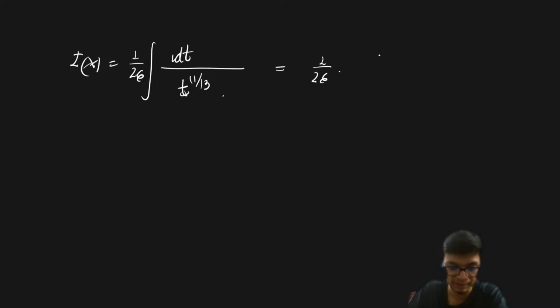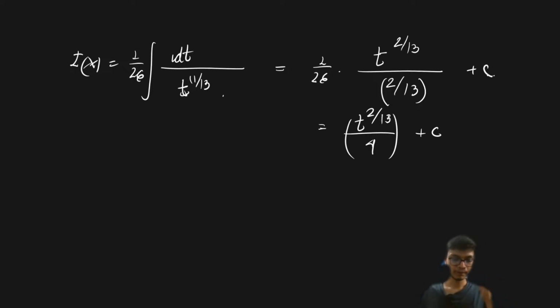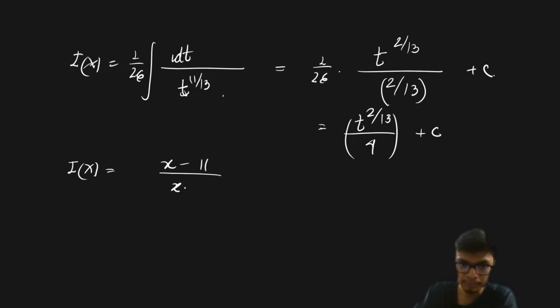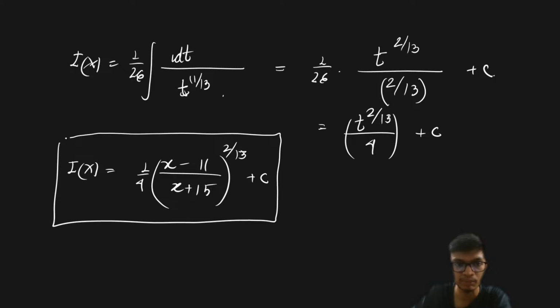The solution will be equal to 1 upon 26 into t to the power 2 by 13 divided by 2 by 13. So this is going to be equal to t to the power 2 by 13 divided by 4, plus some constant. Therefore your integral expression I of x is going to be equal to (x minus 11 by x plus 15) whole to the power 2 by 13 into 1 upon 4 plus some constant c. So we got the integral expression I of x that is mentioned in the problem.